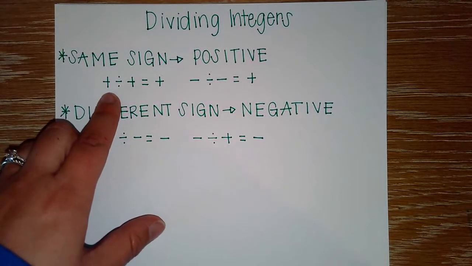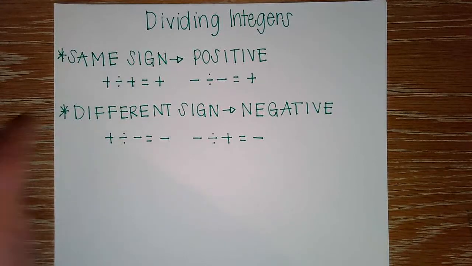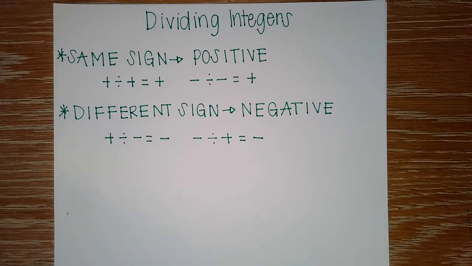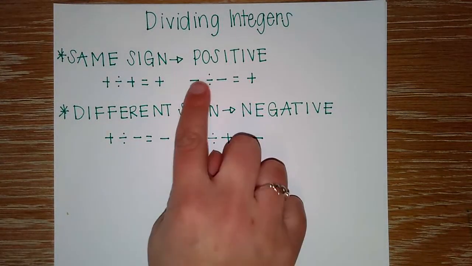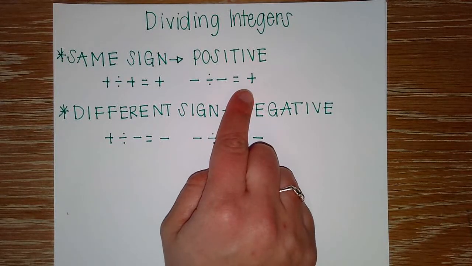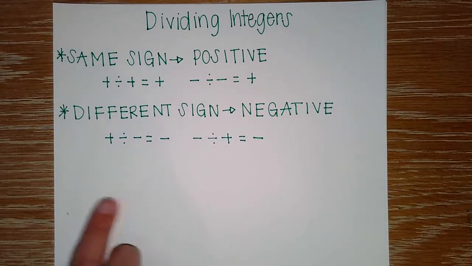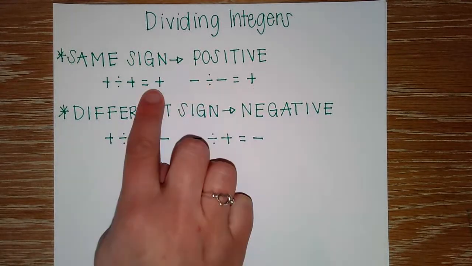Okay, so if we have positive divided by positive, then we will have a positive quotient. If we are dividing a negative by a negative, we will also get a positive quotient. So when we have the same sign, both positive or both negative, then we will have positive quotients.